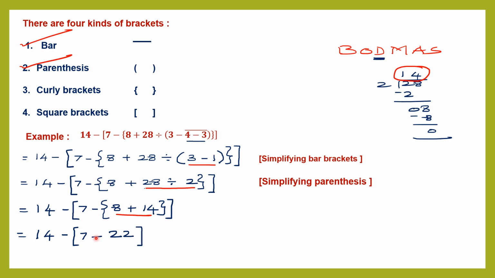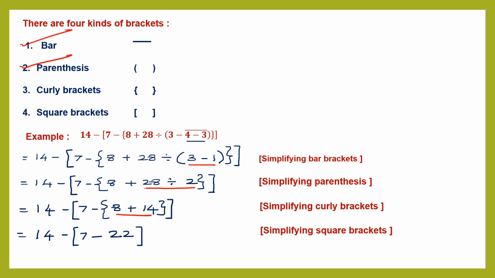So now we have to remove the square bracket. So now we have 14 minus square bracket 7 minus 22. So simplifying square brackets, what do we get? Now here we need to simplify 7 minus 22. Now let's do that. 7 minus 22. Let's work it out here. 7 minus 22. Now this is integers. I hope you remember how to do it. Now 7 doesn't have a sign, so we put a plus sign.